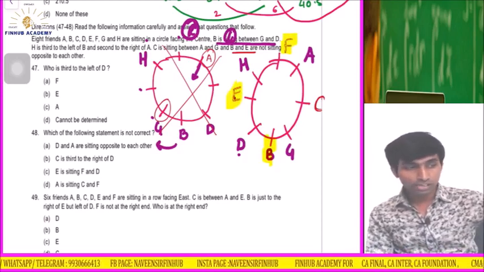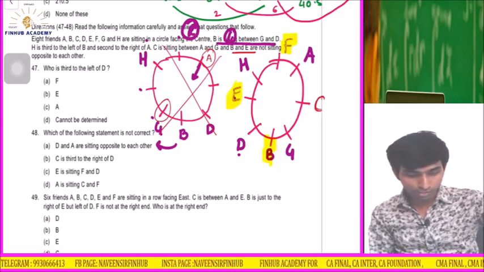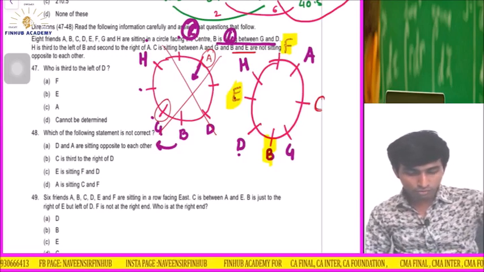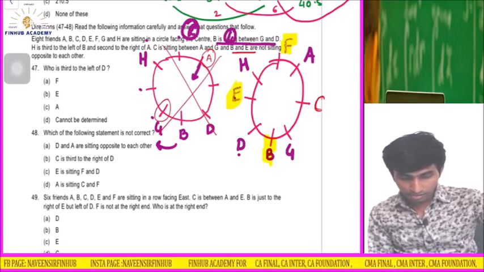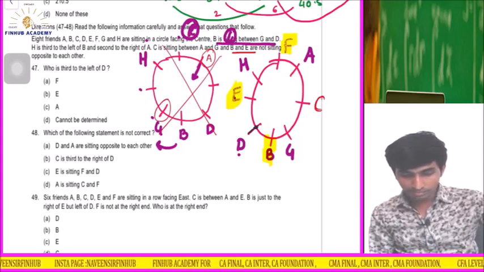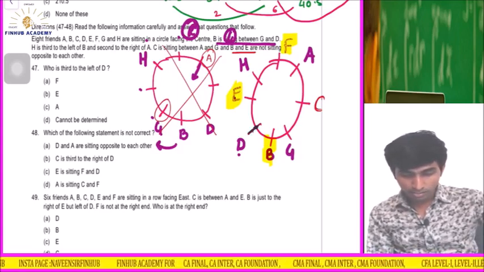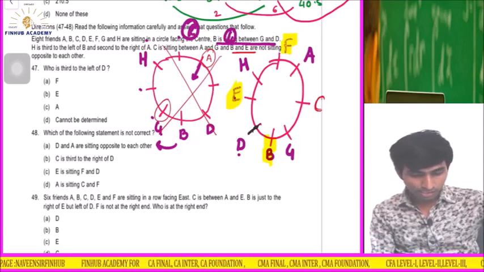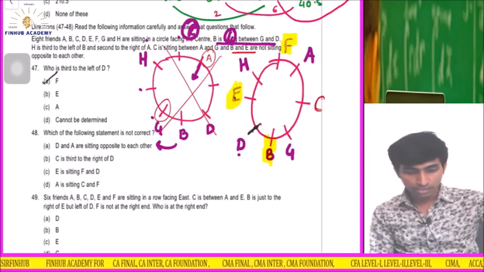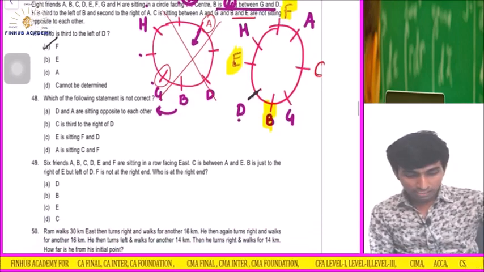Okay, so F, the remaining person, will sit opposite to B. Who is third to the left of D? If D is sitting here, third to the left: 1, 2, 3. F. Answer is what? A. Understood.